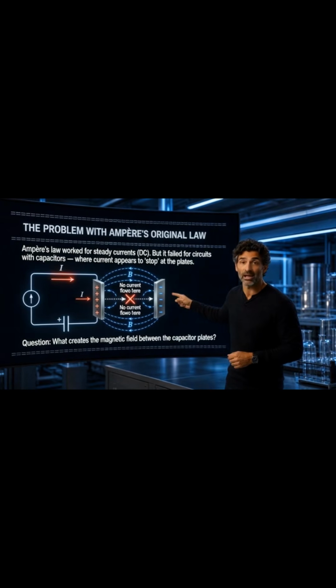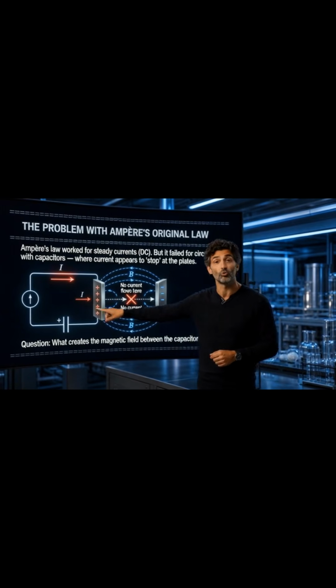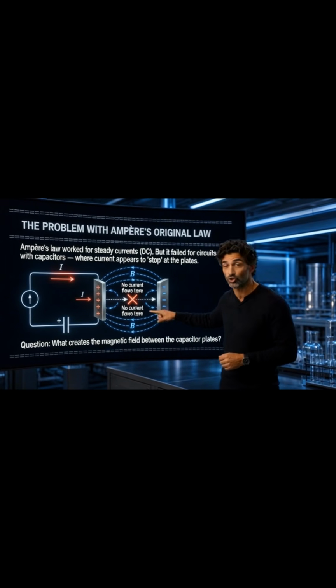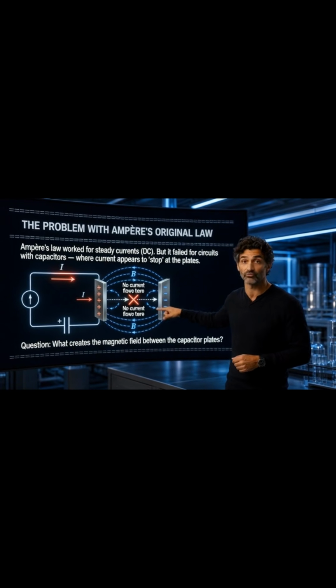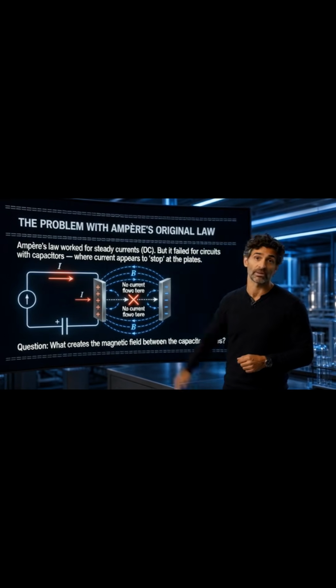This is the complete Ampere-Maxwell law, the fourth of Maxwell's equations. It says there are two ways to create a magnetic field. First, electric currents, moving charges. Second, changing electric fields, even in empty space. This second term is Maxwell's genius.